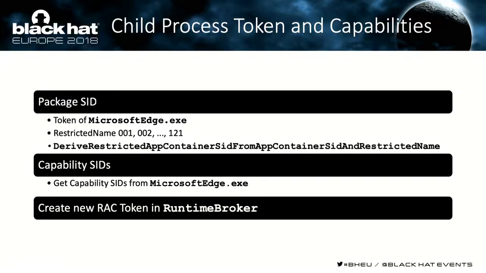The token of the child app container process is created in the runtime broker. Runtime broker gets activation information from Microsoft Edge, for example, the token of the manager process and the restricted name. Then it generates a new app container seed through a very long name function. Derive the restricted app container seed from the app container seed and a restricted name. Next, runtime broker gets the capability seeds from Microsoft Edge through a COM callback and creates tokens for the content process.